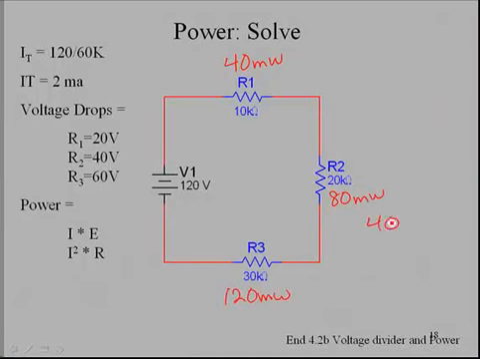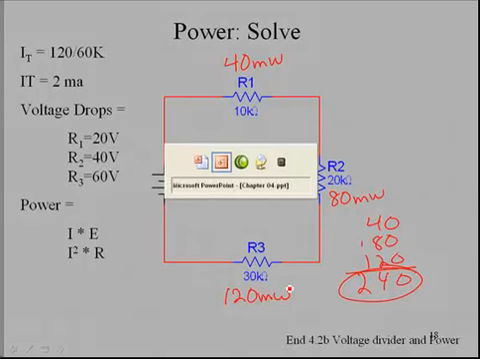So here we have our final calculation here, and if we were to sum these, we would say what, 40 plus 80 plus 120, and there should be no surprises here. Let's see, we get a 4, carry the 1, 240 milliwatts.